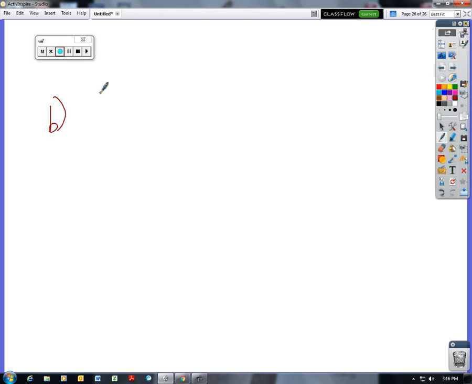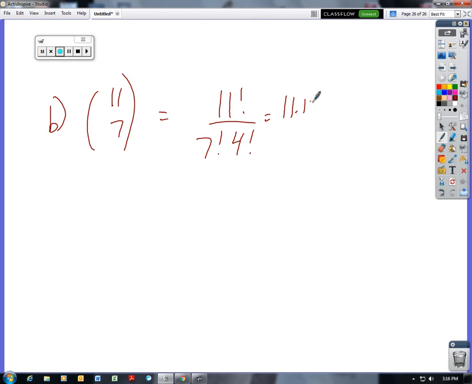Letter B, try this one on your own. 11 choose 7, and then I will do it. So we've got 11 factorial over 7 factorial, 4 factorial, because automatically I'm doing 11 minus 7 right here. And then I'm going to do 11 times 10 times 9 times 8 times 7 factorial, which is going to cancel with this 7 factorial. So I'm not even going to bother writing it.